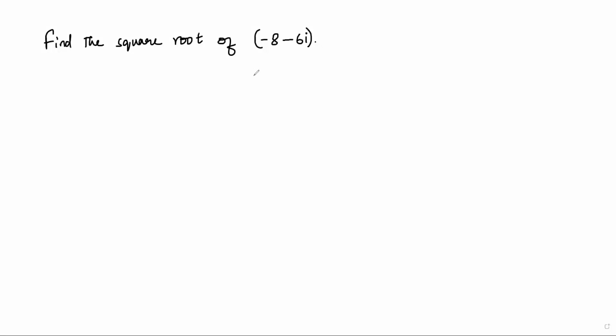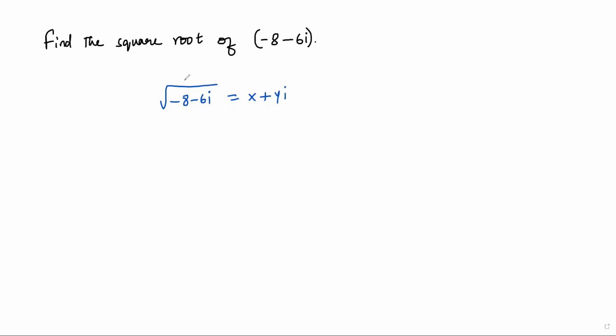Hi, in this video, we are going to see how to find the square root of a complex number without any shortcut or trick. Actually, this is a proper way of finding the square root of a complex number. So, the square root of -8 - 6i. I assume the square root of this complex number -8 - 6i is equal to x + yi. My aim is to find the values of x and y. Once I get the values of x and y, I can say the result of the square root of the complex number -8 - 6i.